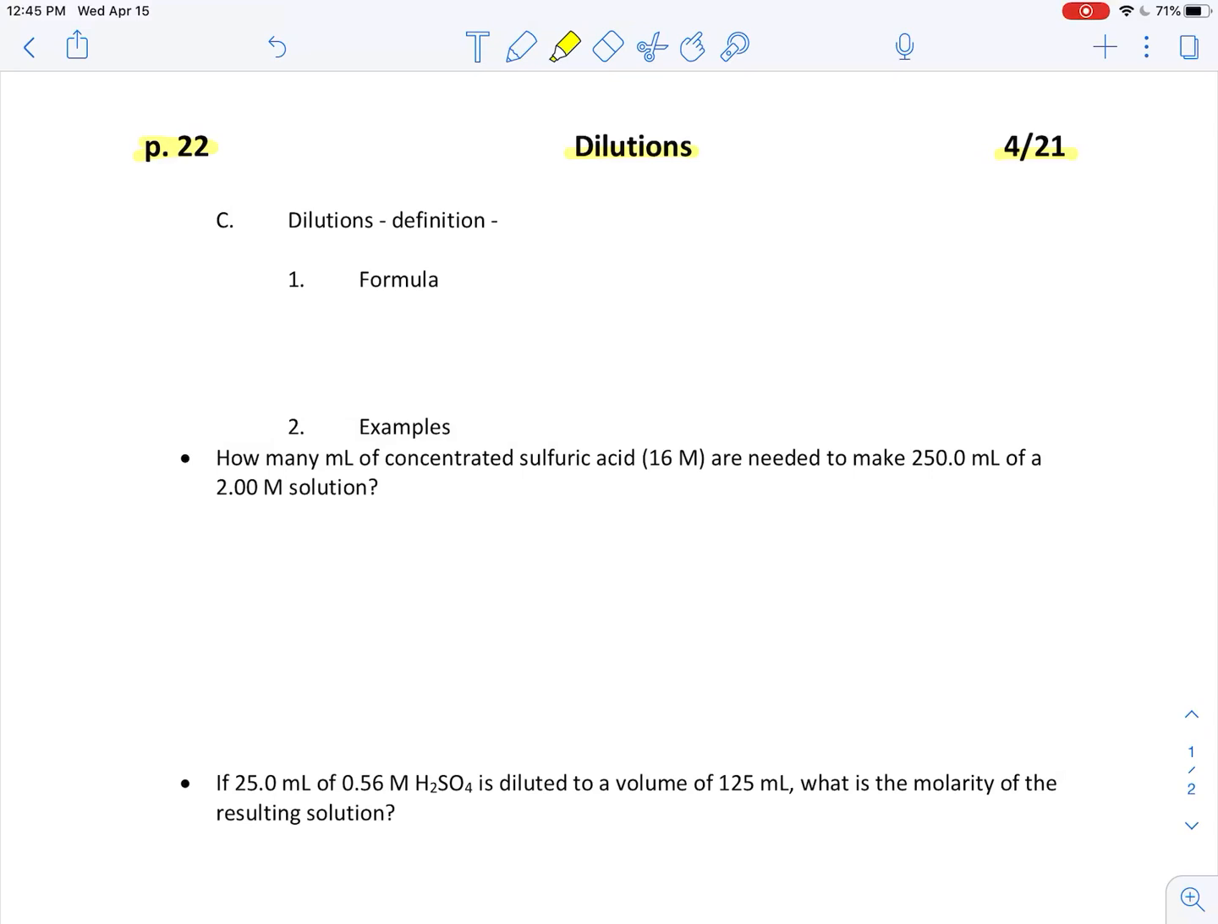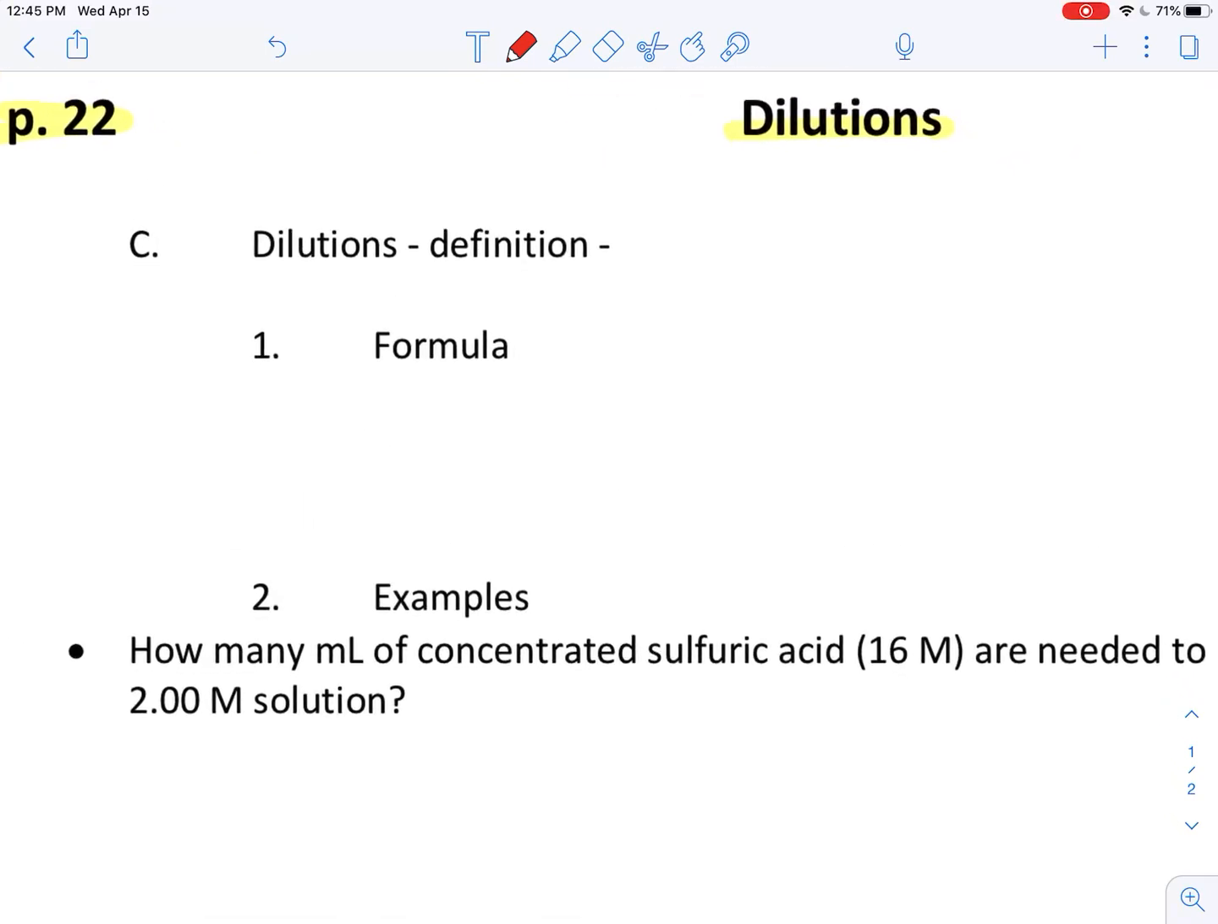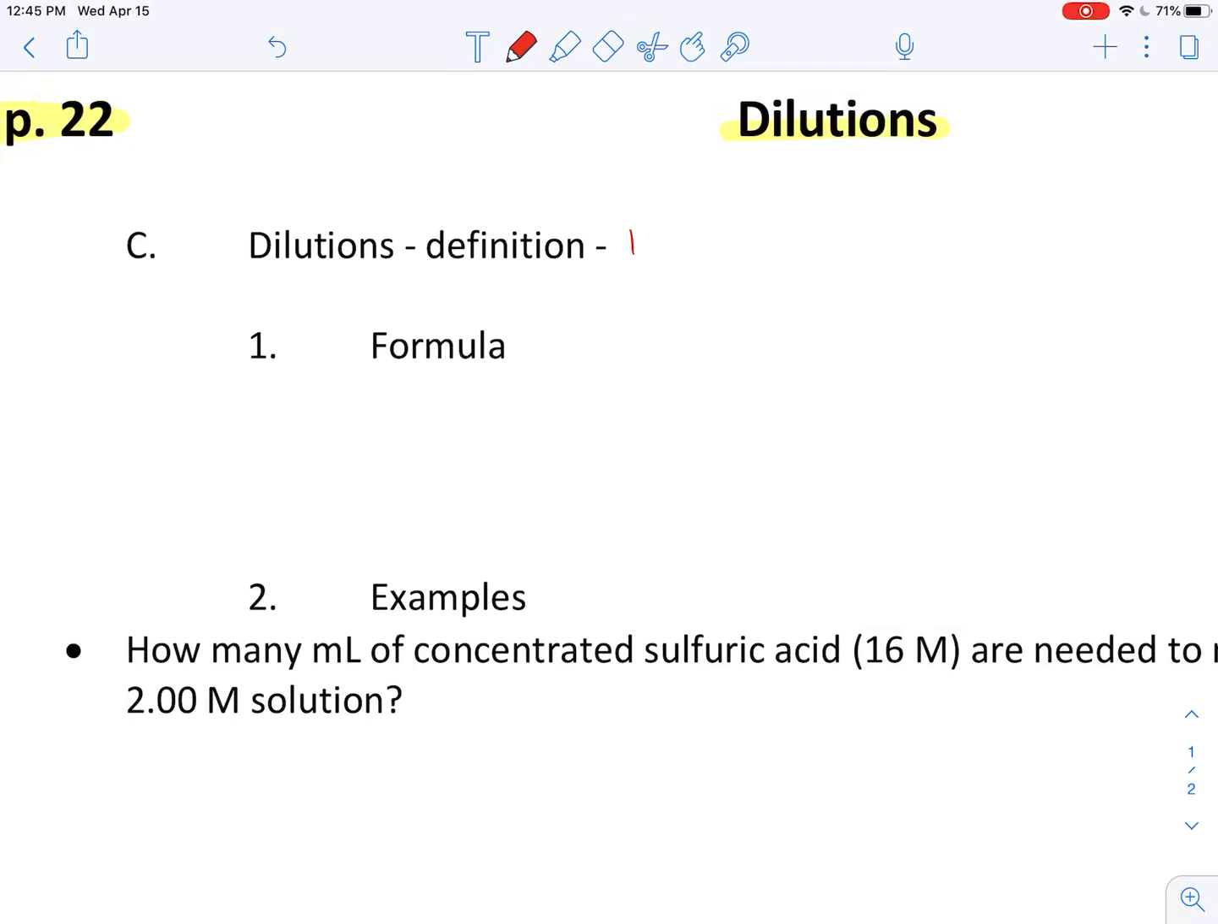All right, so we're going to start off with a definition of dilutions. A dilution is basically we are lowering the concentration of something. You can probably think of it in terms of if you've ever bought frozen orange juice and then diluted it, or Kool-Aid. When you make your Kool-Aid, you add water to it to dilute it, to lower the concentration so it's not so strong.